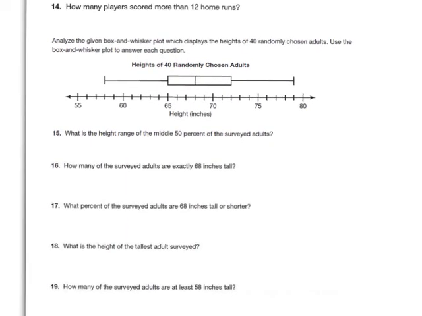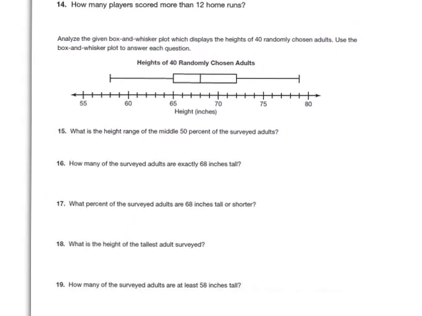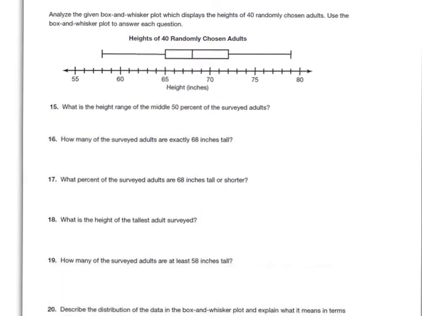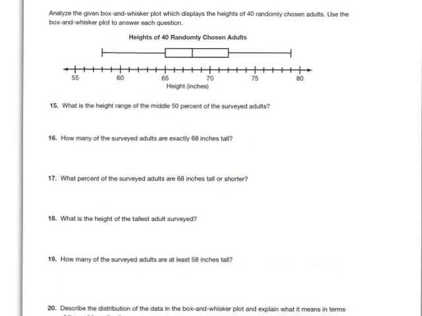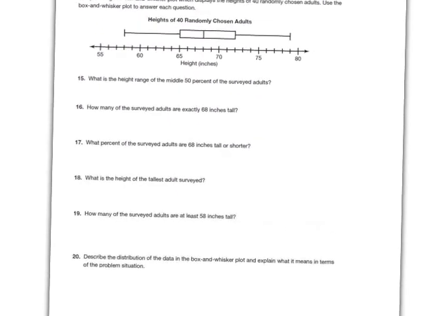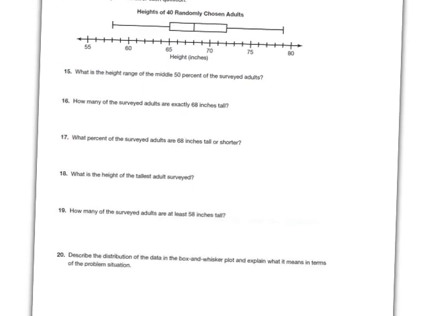What is the height of the tallest person? Okay, that's easy. Max. How many of the adults are at least 58 inches? Okay. So some of these questions, the box and whisker plot method doesn't necessarily work.